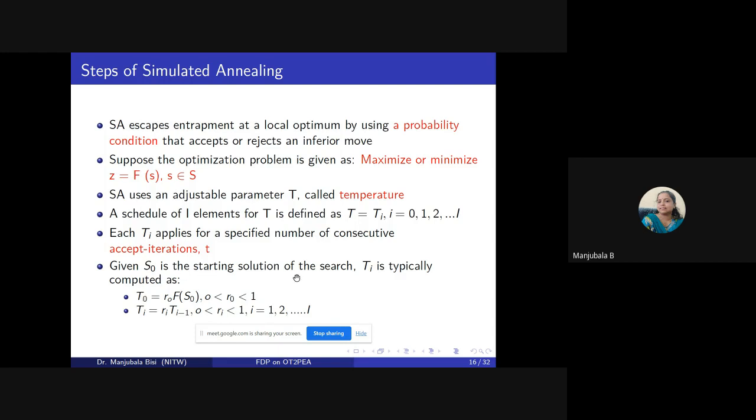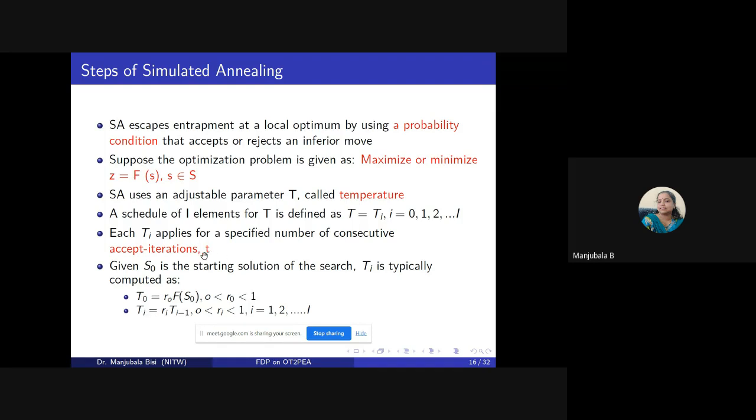If S0 is the static solution of the search, how do we change the temperature? The initial value T0 is set by generating a random number R0, which follows the uniform distribution in the range 0 to 1, multiplied by the objective value of S0. So with respect to the static solution, what is the objective value? Then you multiply with a random number in the range 0 to 1, and set that value as T, or you can set the temperature T as a very high value. There is no hard and fast rule to initialize the value. Then how to change the temperature?